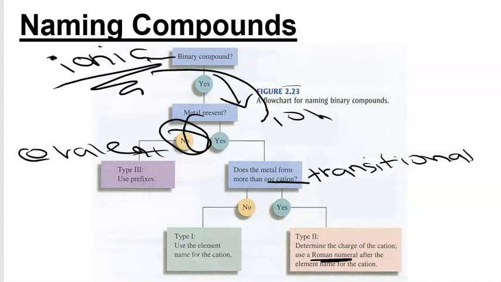If there are no metals at all, it's covalent. So we're going to go through the rest of our lesson in the next few Nearpod slides.